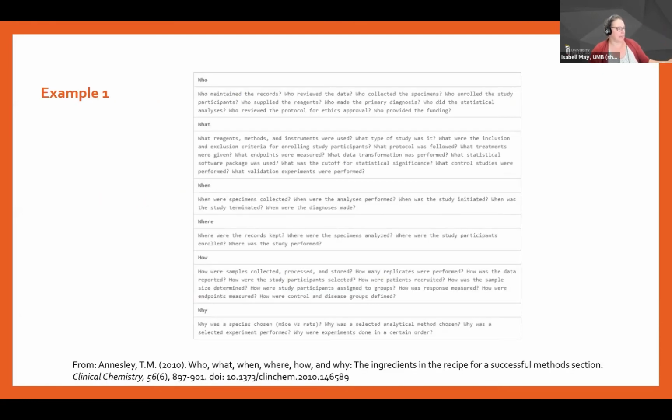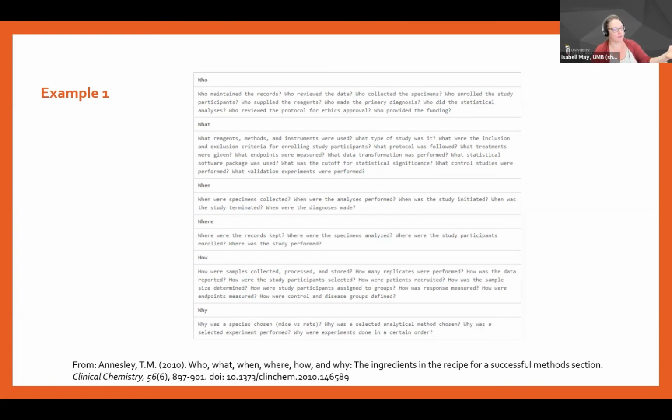This is a really nice table, and it comes from a journal called Clinical Chemistry. I think I've mentioned this before. It's a whole series of articles on scientific writing. They're short. I use them in my teaching all the time. They're wonderful. Thomas Ainsley goes over these main questions. Who, what, when, where, how, and why, right? That's the essence of your method section. I should know who is participating, what's being done, when is it done, where was it done, how was it done, and why was it done, in the sense of why did you choose a certain method over another.